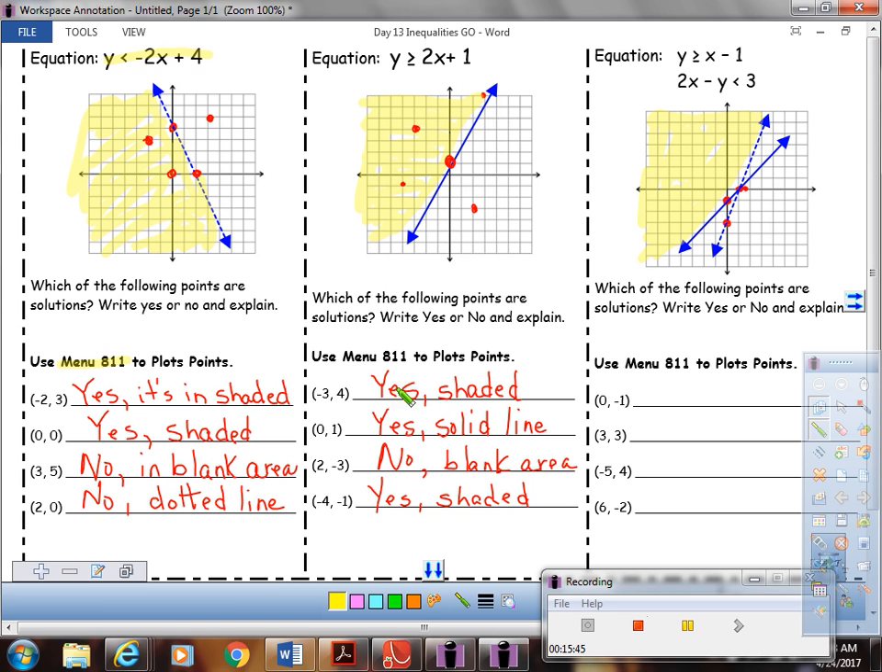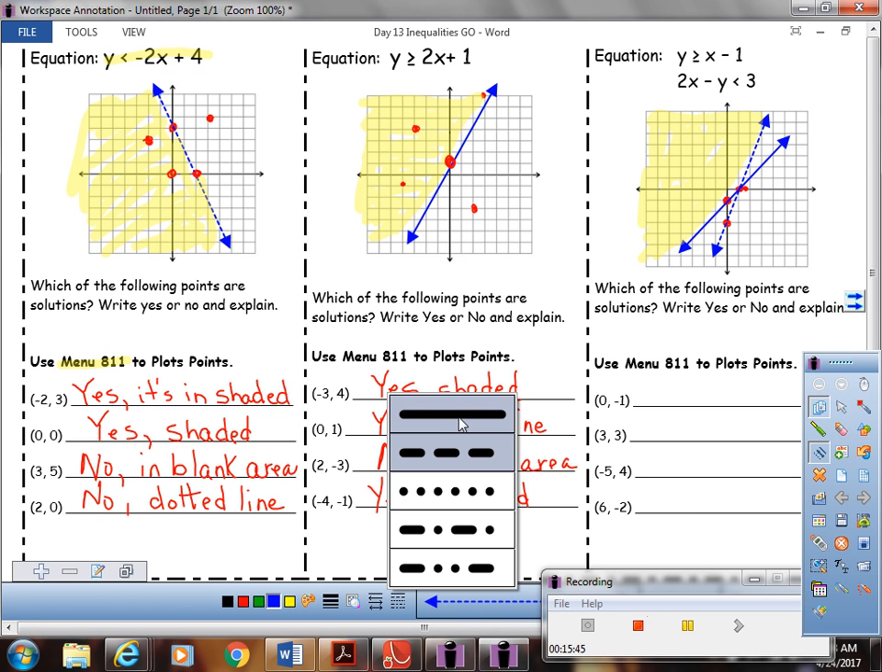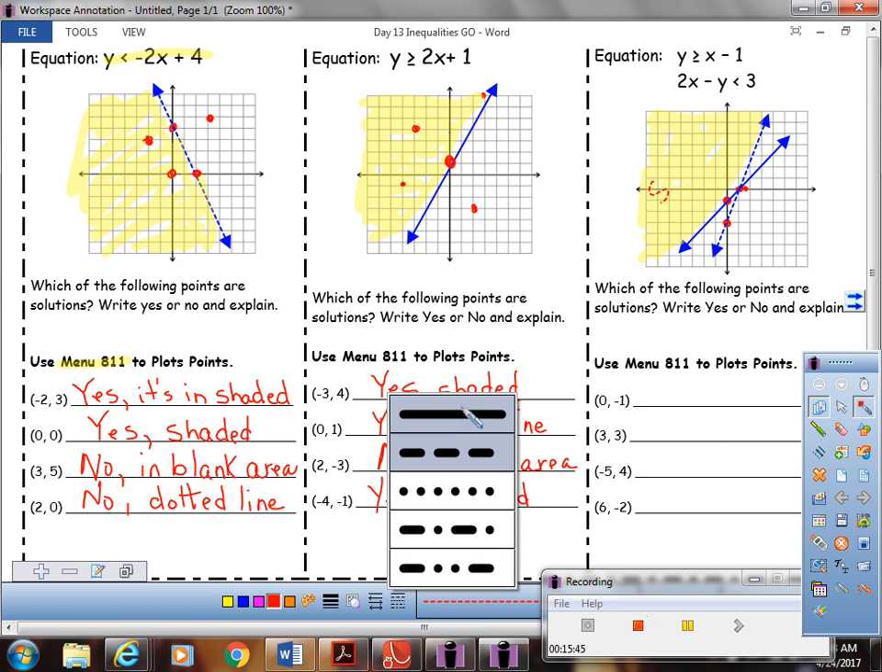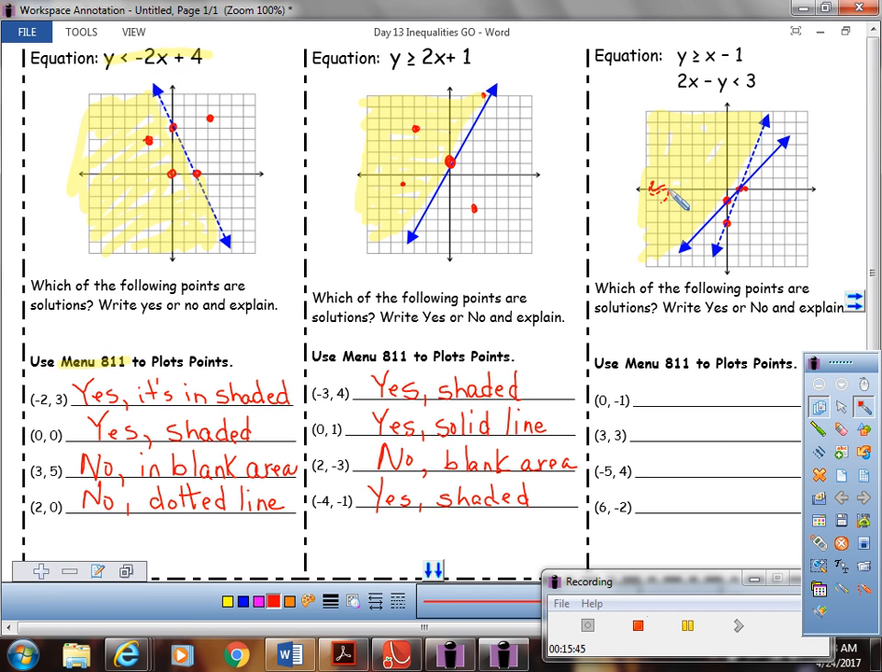So remember, the answers are going to be in the shaded part. You might want to write it out, that way you have it in your notes, so that if you go back and study this, right here in the shaded part. So I'm going to put shaded.